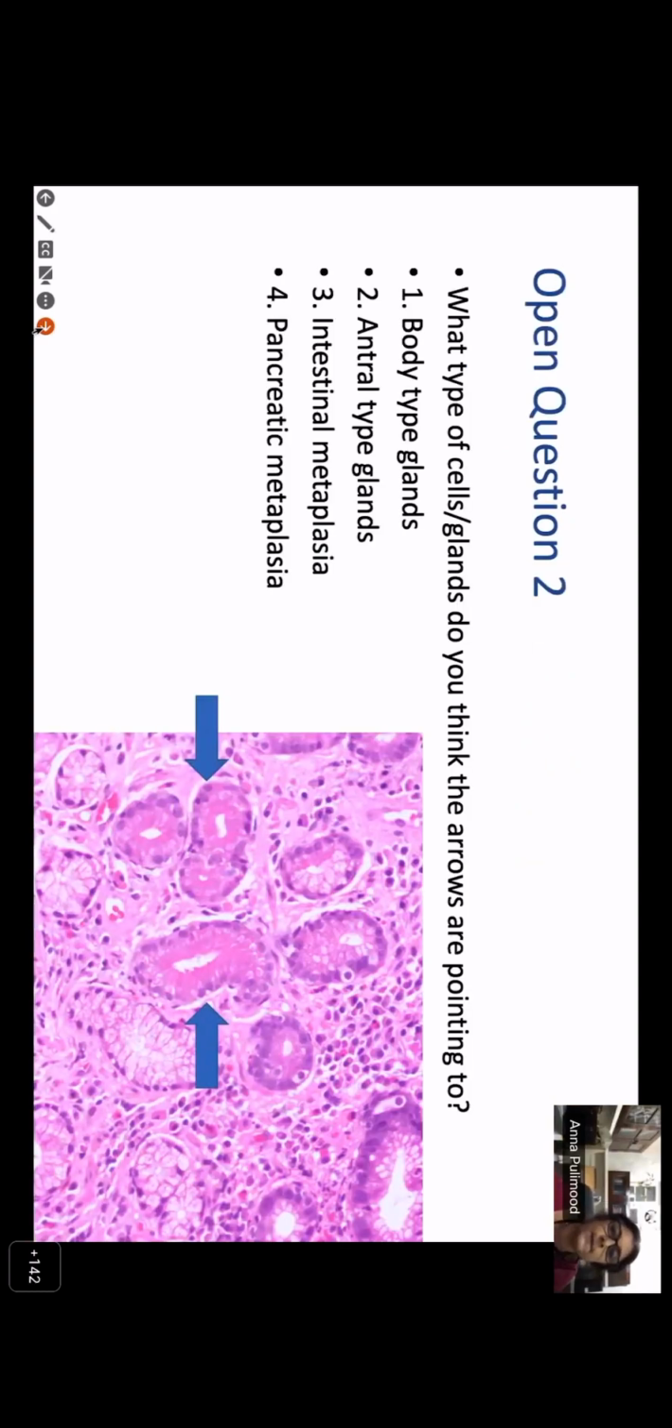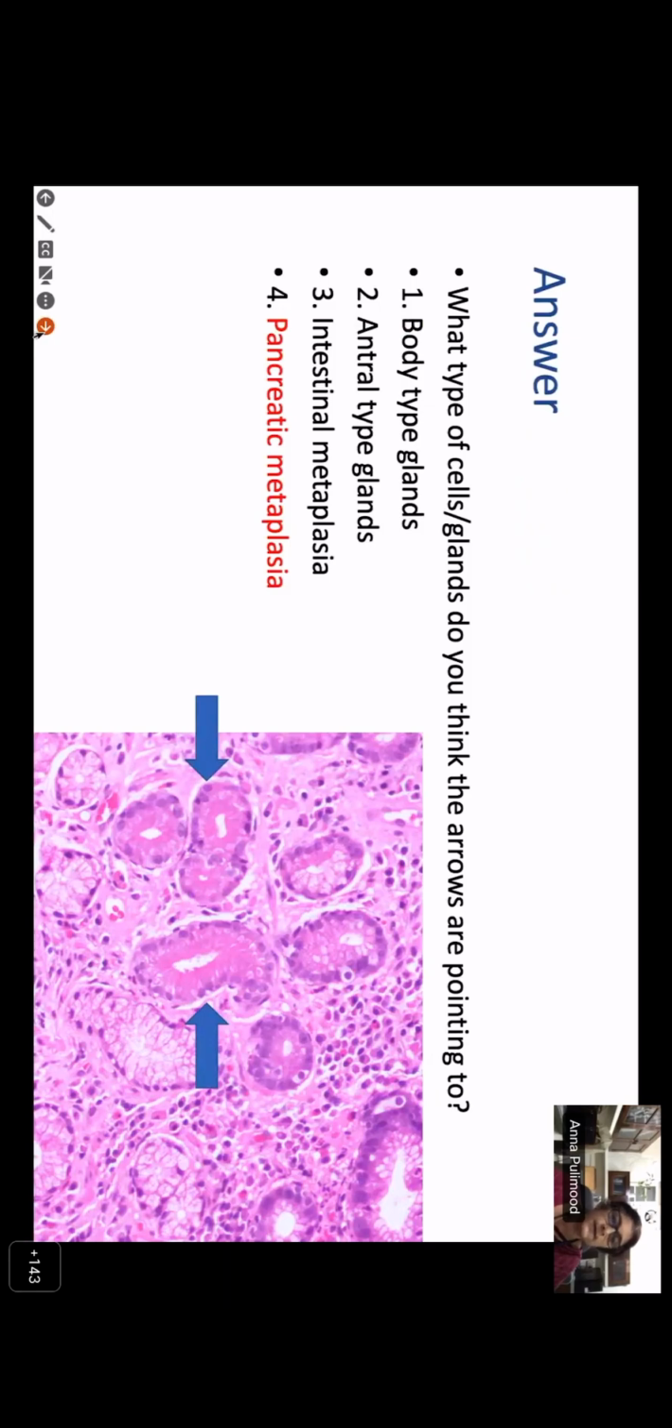What type of cells do you think the arrows are pointing to? Body type, which you said oxyntic, antral type, intestinal type, pancreatic type. Some have given pancreatic type. Yeah. Some have body type glands. Yeah. Most of them for option 1. Okay, so actually, the differential is body type, but actually these are pancreatic type. I'll just show you the different kinds of epithelium. This is actually pancreatic metaplasia.